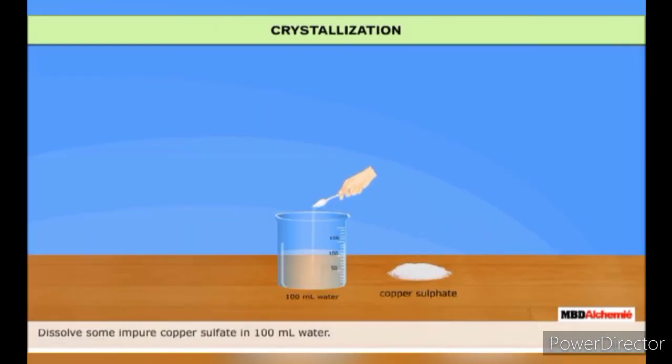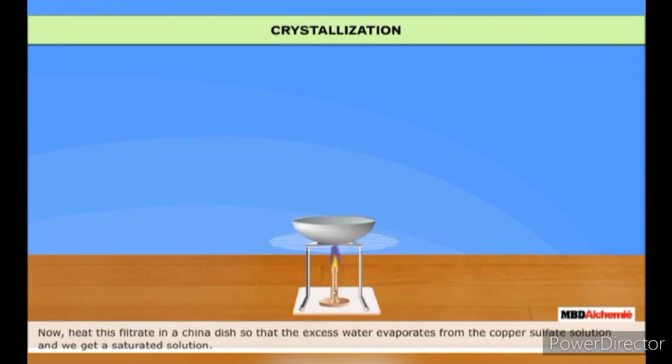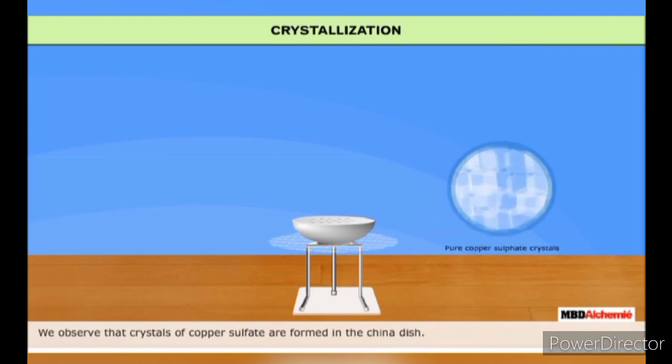Dissolve some impure sample of copper sulfate in 100 ml of water. Filter the impurities out. Now, heat this mixture in a china dish so that the water evaporates from the copper sulfate solution and we get a saturated solution. The solution is covered with a filter paper and left undisturbed at room temperature to cool slowly for a day. We observe that the crystals of copper sulfate are formed in the china dish. This process is called crystallization.